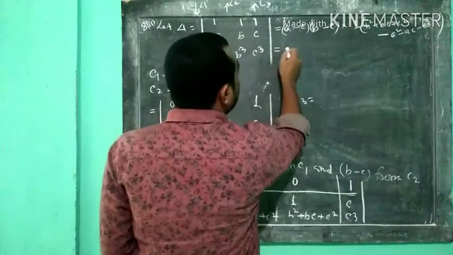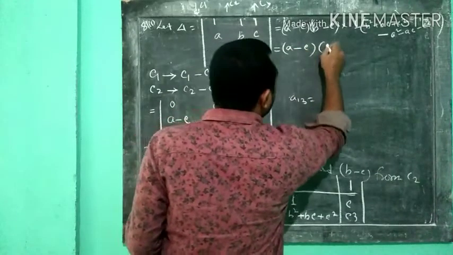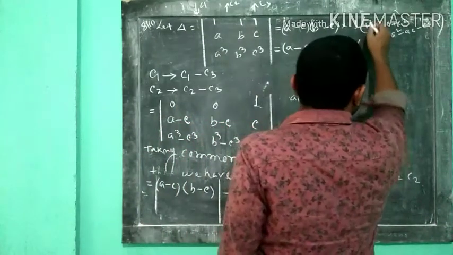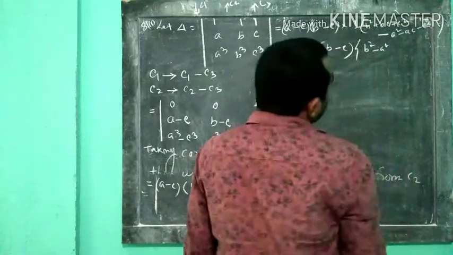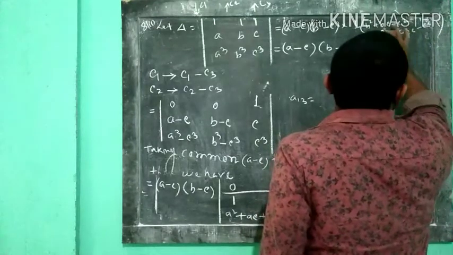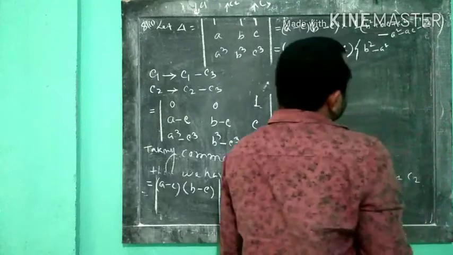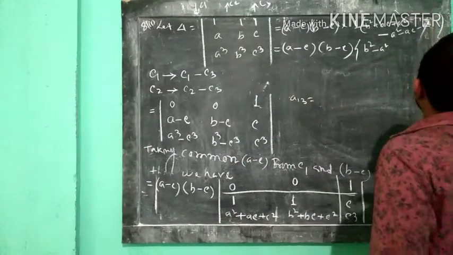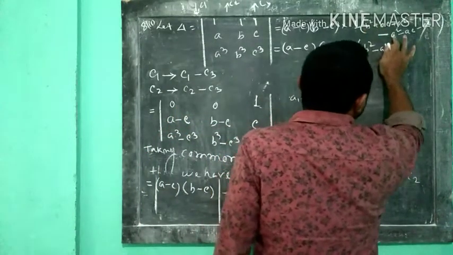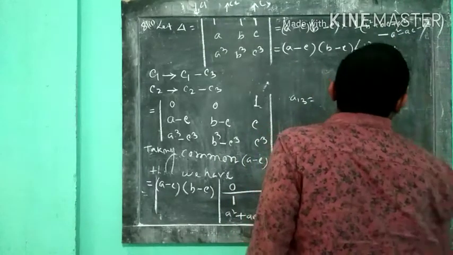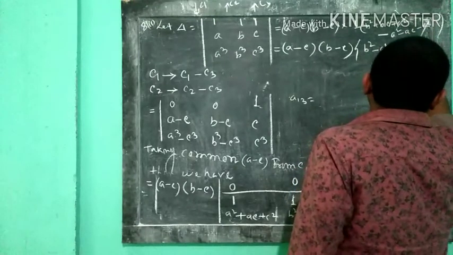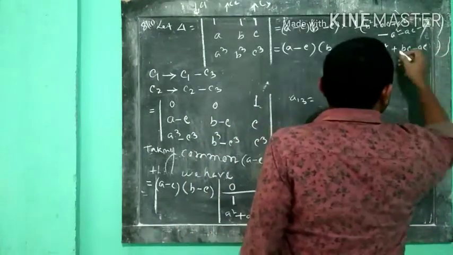So this is equal to a minus c whole into b minus c whole into: b square plus bc plus c square, minus a square minus ac minus c square. The c square is cancelled. First we write b square minus a square, and here plus bc minus ac. So write here bc minus ac.